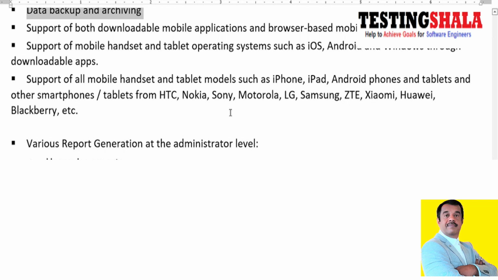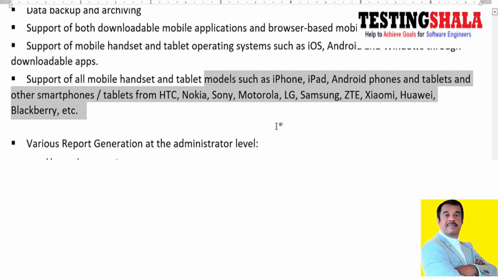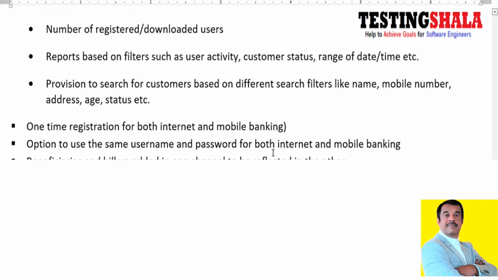The bank mobile app should support different operating systems like iOS, Android, Windows and so on, and they should be downloadable from various app stores, like Google Play Store, iOS Store and so on. And any mobile application or website should support different kinds of mobile handsets and different types of mobile configuration in order to certify this banking application.